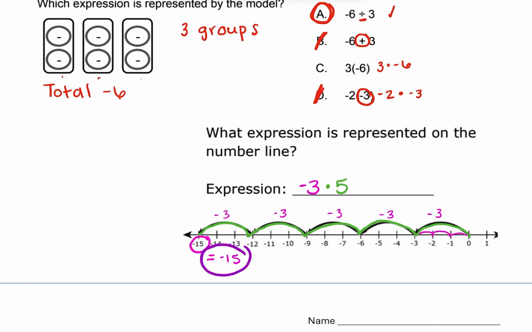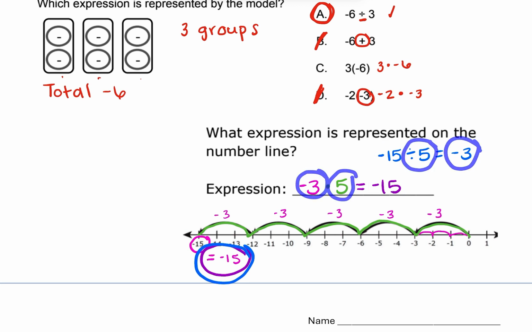And remember, it equals -15. And then we could also write that as a division problem because we have all the pieces. So if we were dividing this, we would take our total, which is -15, and we would divide it into 5 hops. And how much was in each hop? -3. Okay, so multiplying or dividing would work there. They both have the same types of numbers: -15, +5, and a -3. And that's counters and number lines.